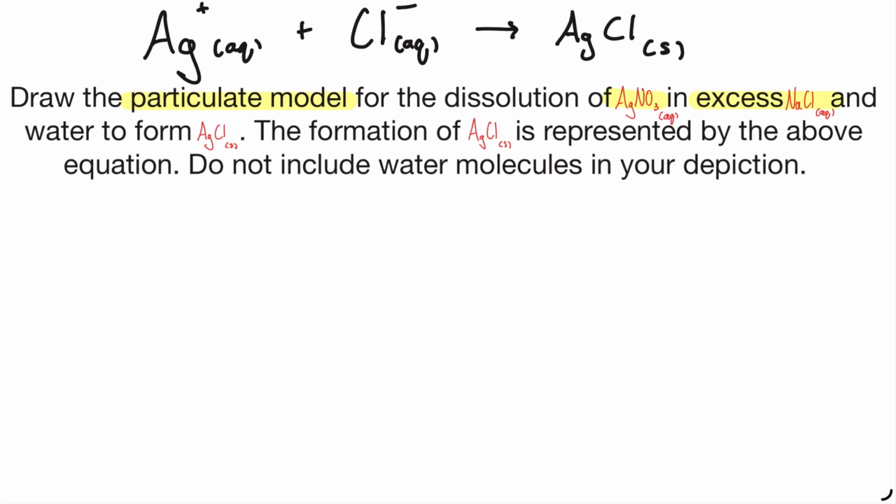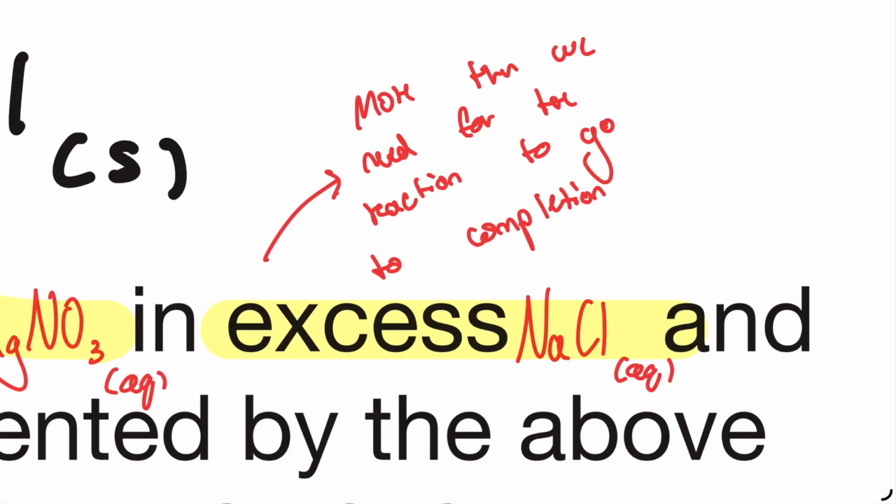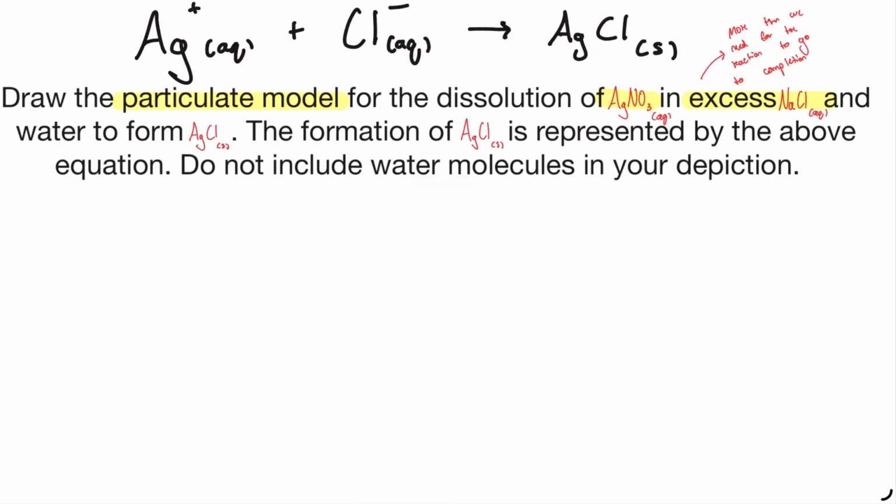What does it mean for something to be in excess? All that means is that we are given more than we need for our reaction to go to completion. So let's say we had 1 mole of silver nitrate, we would have more than 1 mole of sodium chloride. We have an excess amount. Okie dokie, and then the other part of the question we need to dissect. Formation is represented by the above equation. Let's take a look at this equation over here. We are saying that for every ion of silver combined with every ion of chlorine, we get 1 molecule of silver chloride.